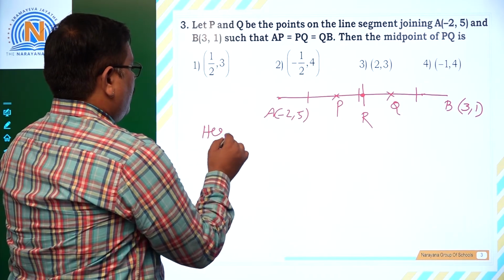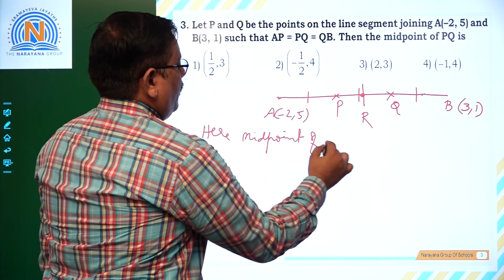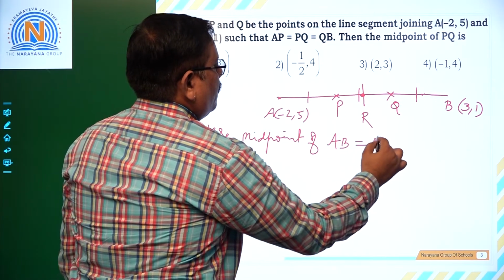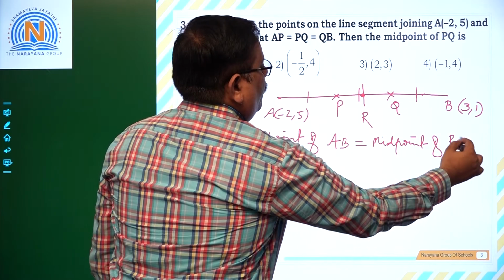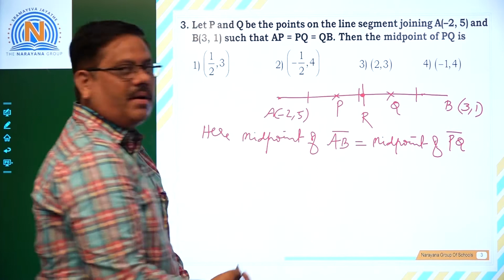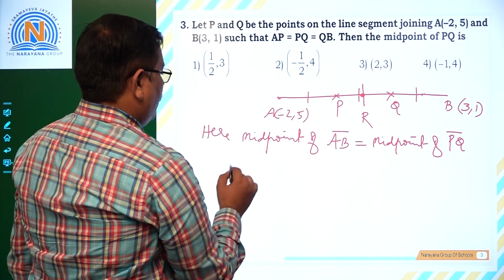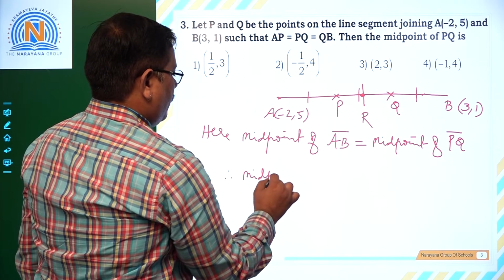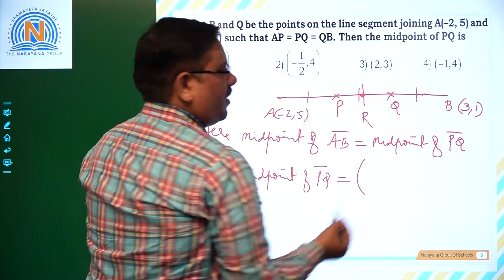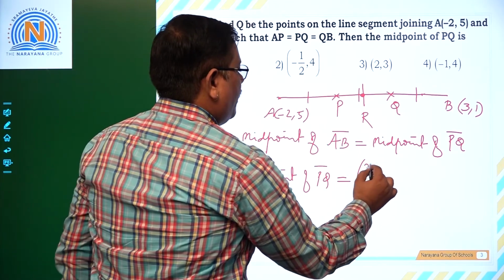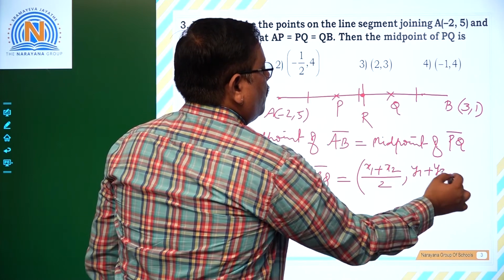Here, midpoint of AB is equal to midpoint of PQ, right? Therefore the midpoint of PQ is given by ((x1 + x2)/2, (y1 + y2)/2). What is the formula? (x1 + x2)/2, (y1 + y2)/2.